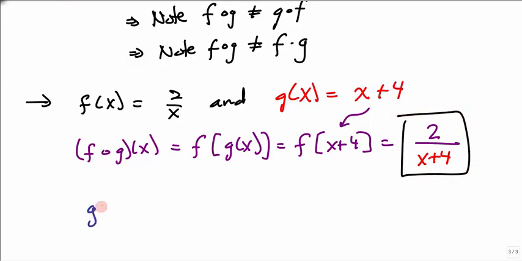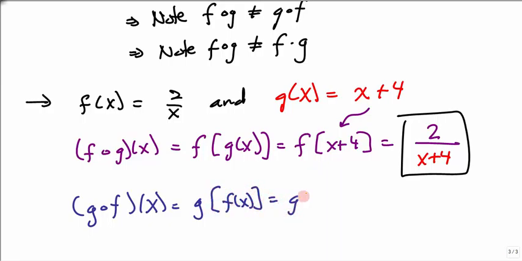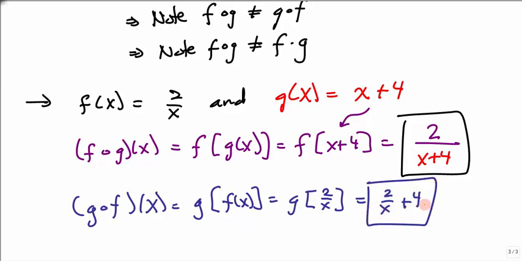Now g of f of x just means the opposite. It means in my function g, plug in my entire function of f. Okay, well f is equal to 2 over x, and my function g is x plus 4, so in place of x, we'll put a 2 over x plus 4. Now notice this x only goes under the 2, not the 4. So I have this rewritten, and you can see that these are not equal because this 4 is not in the denominator. It's its own term. So you have to be really careful here about when you're plugging these in.